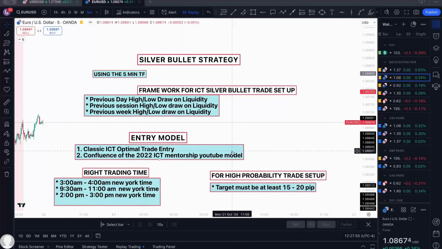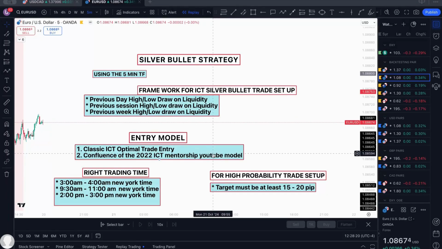This is the instruction being given. You're looking for the closest fair value gap for your entry. Don't forget previous day high and low as draw on liquidity, previous session high or low as draw on liquidity, previous week high or low as draw on liquidity. But your entry should be on the classic ICT optimal trade entry, and you can also check the Confluence of 2022 ICT mentorship YouTube model.